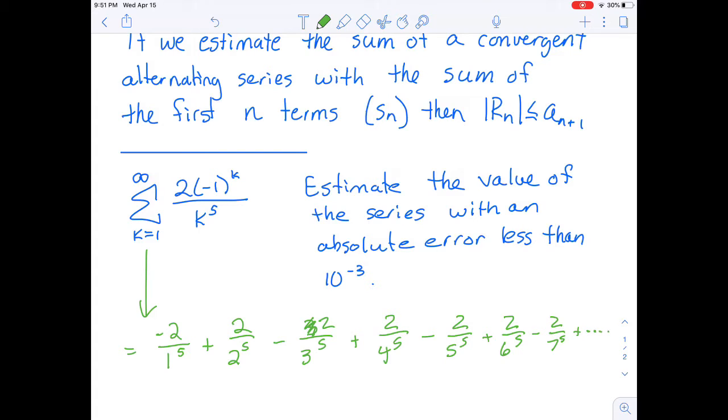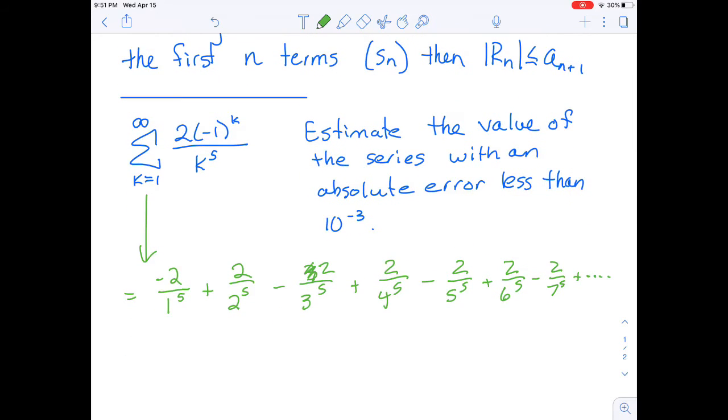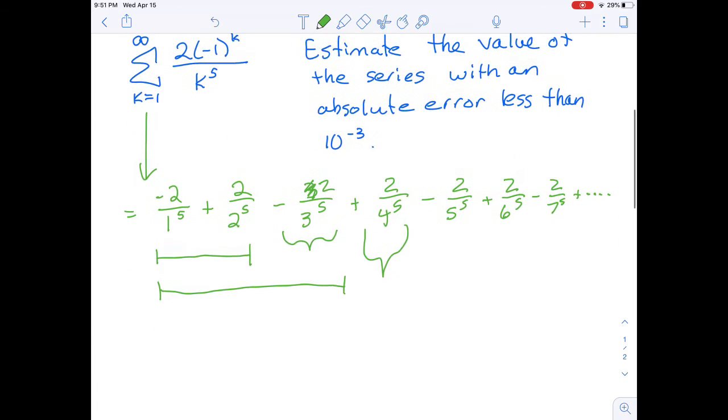I can keep going on forever, and I can estimate this by chopping off my series and just adding the first couple terms. So if I added up the first two terms, I know that this first omitted term would be a bound on my error. If I added up the first three terms, I know that this first omitted term would be a bound on my error. So I need to figure out where I can chop this series off such that I have an absolute error less than 10 to the negative 3.